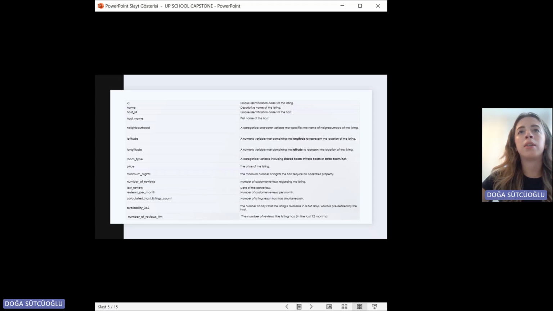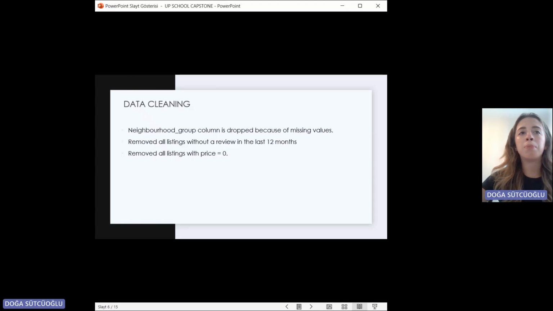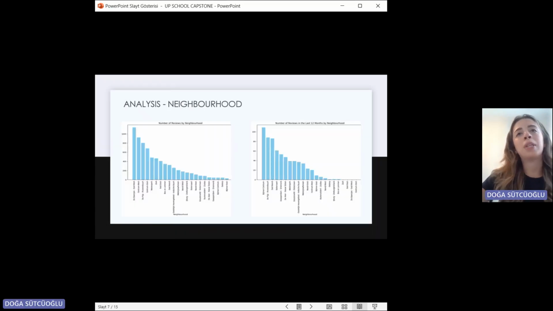And the other important columns that I used for determining the criteria of guests are neighborhood, latitude, longitude, room type, price, and minimum nights. First, I started by cleaning some unnecessary data, such as neighborhood group. I dropped that column because of the missing values. And I also removed all listings without a review in the last 12 months and removed all listings with price equal to 0. Let's start with the analysis.